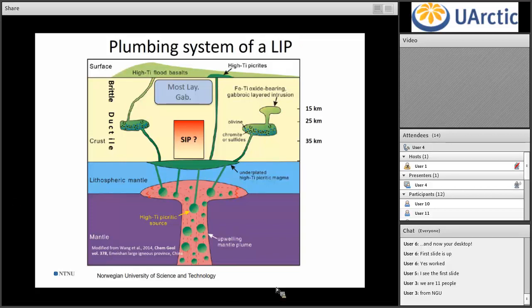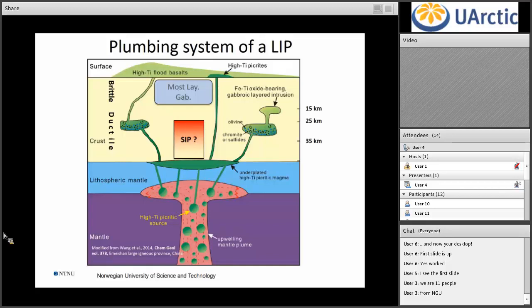We have several large igneous provinces around the world today, and they have, of course, been extensively studied, with thousands of articles. One of the big problems with these well-known large igneous provinces is that we only have the upper part of them exposed.